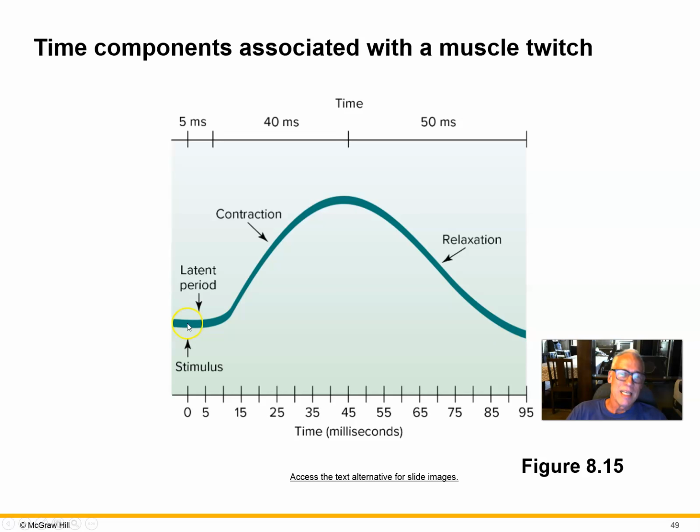There's actually a latent period associated with muscle twitches, right? We stimulate the muscle right here, and we don't have tension until 10 milliseconds later. That's because it takes time to produce the action potential, sweep across the membrane down into the T tubules, release the calcium, bind to troponin, move the tropomyosin, and cross bridges begin to cycle, and there's some elastic elements.